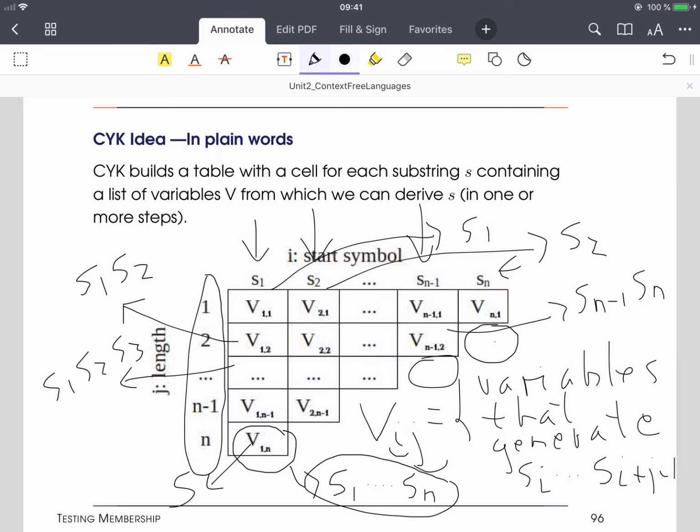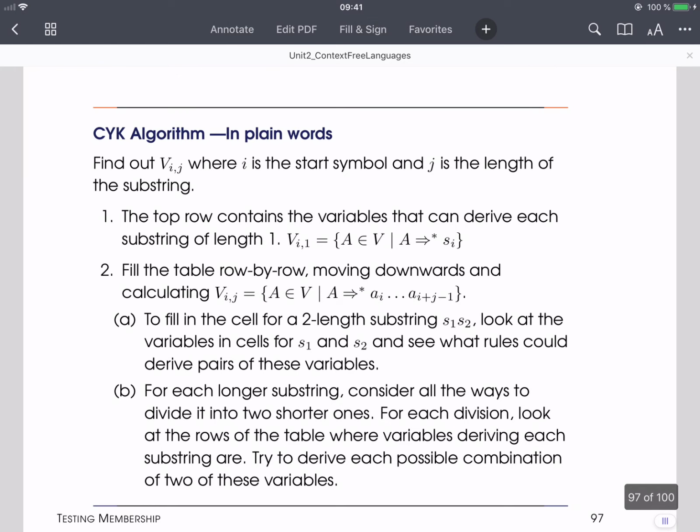So our task is to fill in all this table and then check whether s is contained in this last cell of the table. If we are able to do that, we can check whether the string is generated by the grammar just by taking a look at this last cell of the table, the only cell in the last row. That's our goal. So we need to know how to fill in all those cells in the rows of the table.